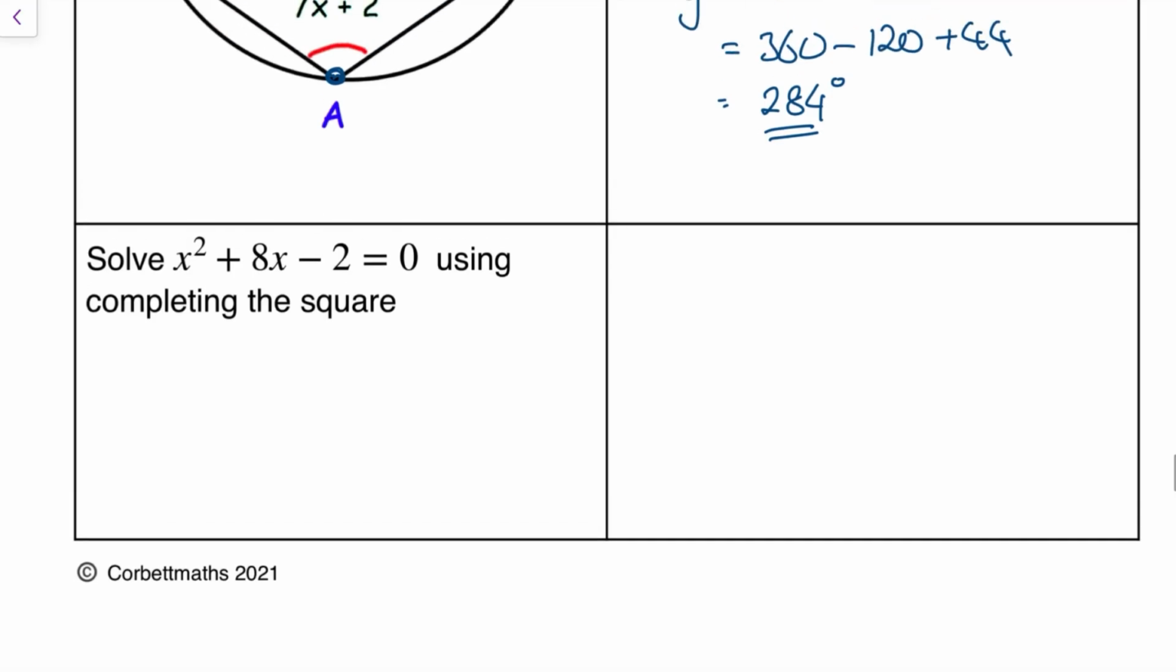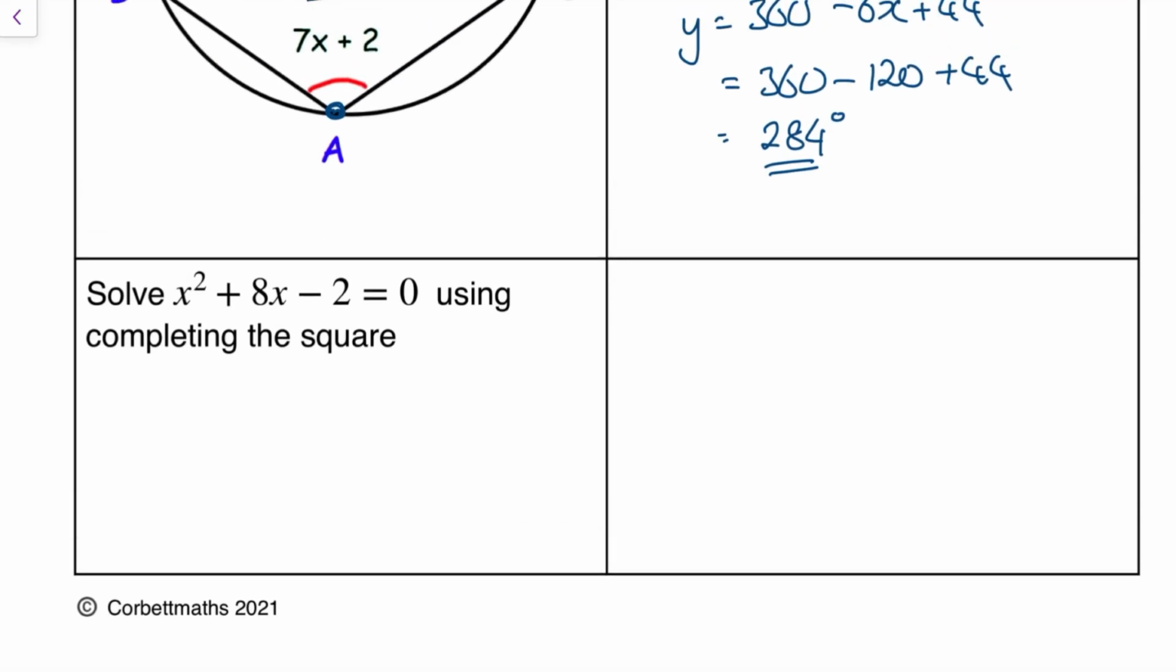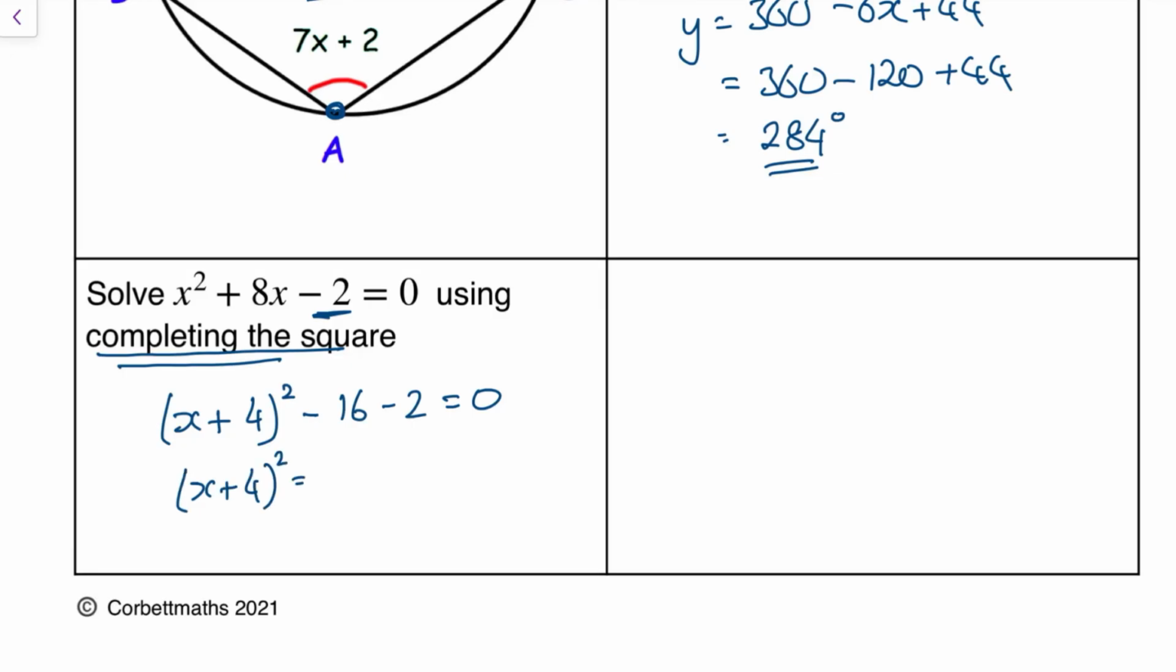Next, and actually final question today, solve, and then it gives me a quadratic, but it tells me what to do. So I must use this method because it tells me to use this method. The first thing I'm going to do is complete the square. So halve the 8, which gives me 4. So that's going to be x plus 4 all squared. Take away the 4 squared that I don't want, and take away the 2, which is this take away 2 here, and all that's equal to 0. Which means that x plus 4 all squared is equal to, well, minus 16 minus 2 is minus 18.